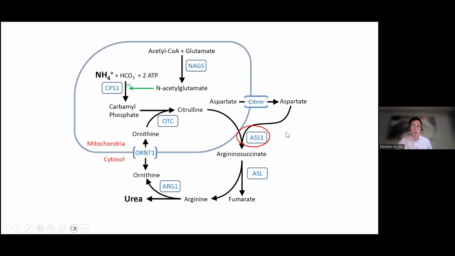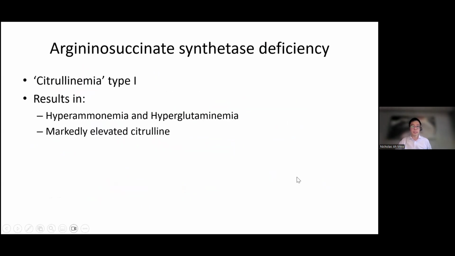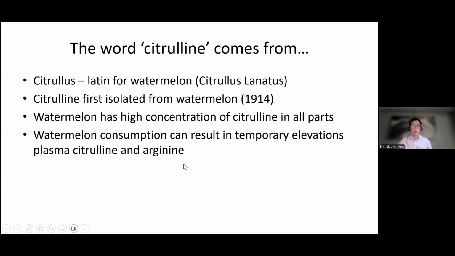This next enzyme in this pathway is the ASS1 enzyme that causes citrullinemia type 1, which, once again, has elevated ammonia and glutamine. You'll see this in almost every slide here, but also markedly elevated citrulline levels. The word citrulline comes from citrullus, which is Latin for watermelon, because citrulline was first isolated from watermelon, and watermelon has very high concentrations of citrulline in all of its parts.